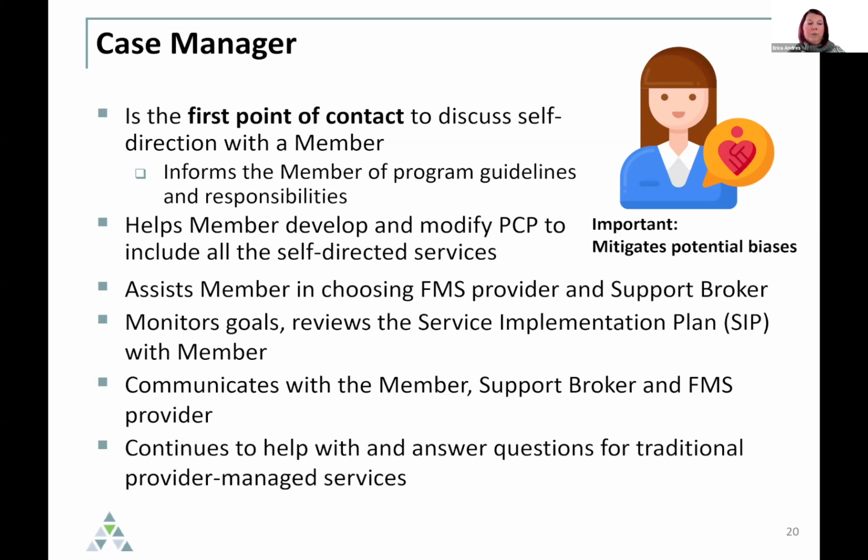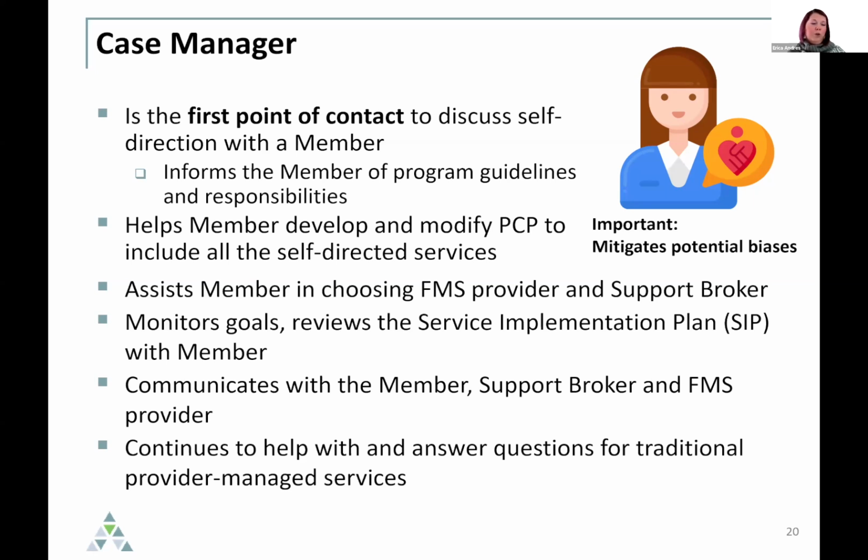So the case manager is going to talk to you about all the program guidelines and responsibilities. They're going to help you develop that person-centered plan and then modify it as you need to. They're going to help you choose and refer you to FMS providers and support brokers.